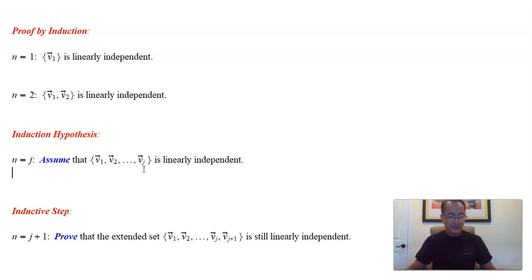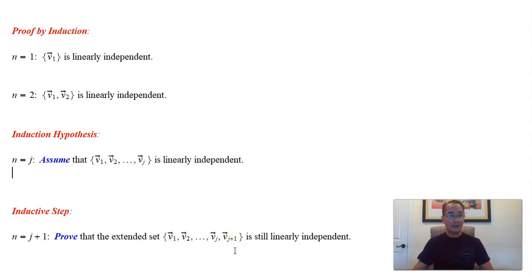The hard part, where all the hard work of induction goes, is that we now have to prove the step for n equals j plus 1. That means if we include one more vector into this set, so we already have v1 through vj, what if we throw in another vector vj plus 1?